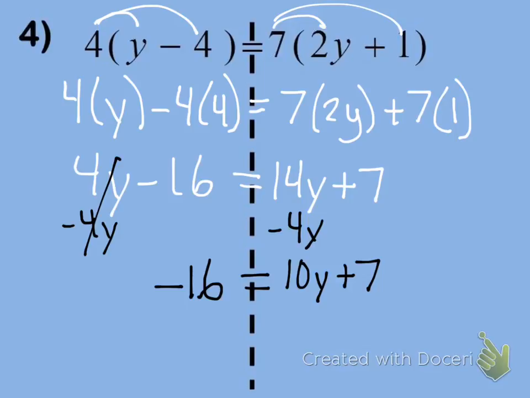What next? Yes, we subtract 7 from both sides. I'm going to start writing up over here. That's negative 23 equals 10y.